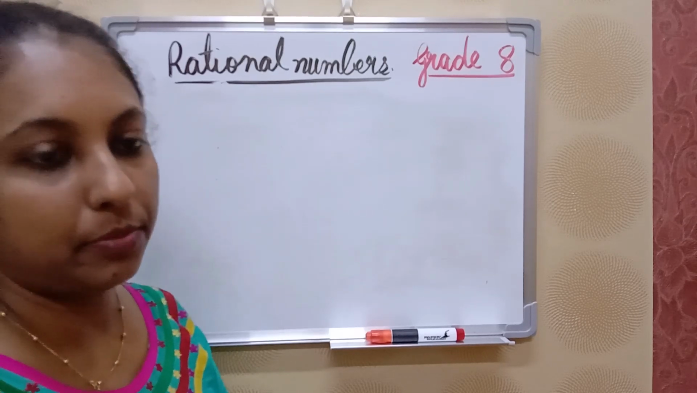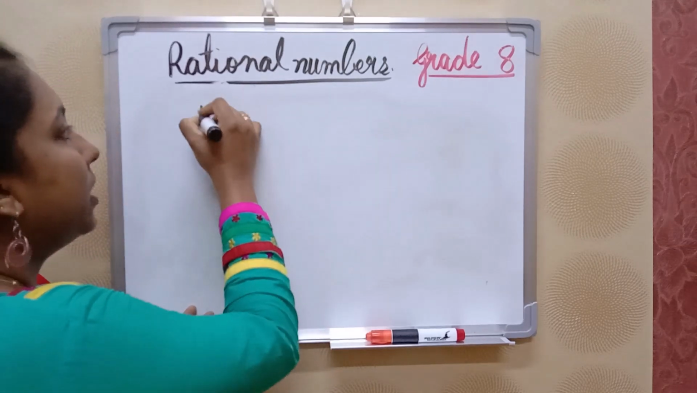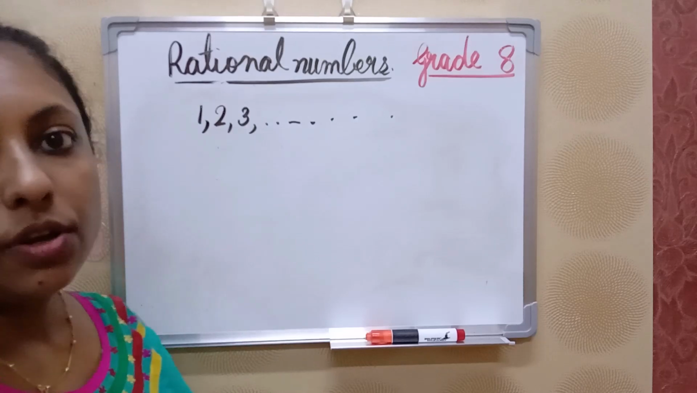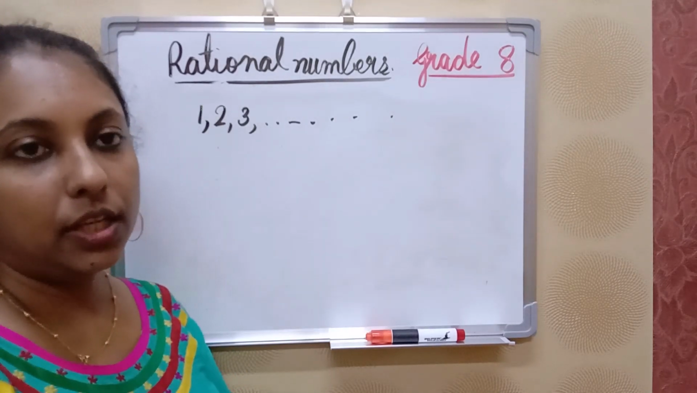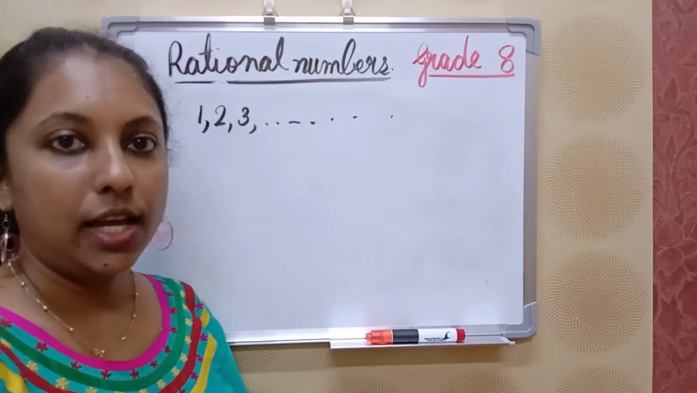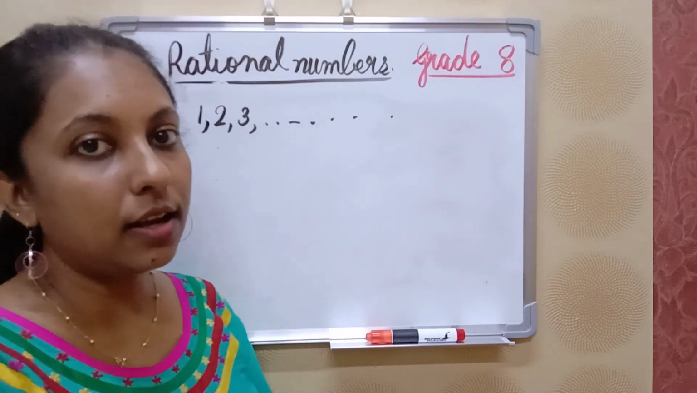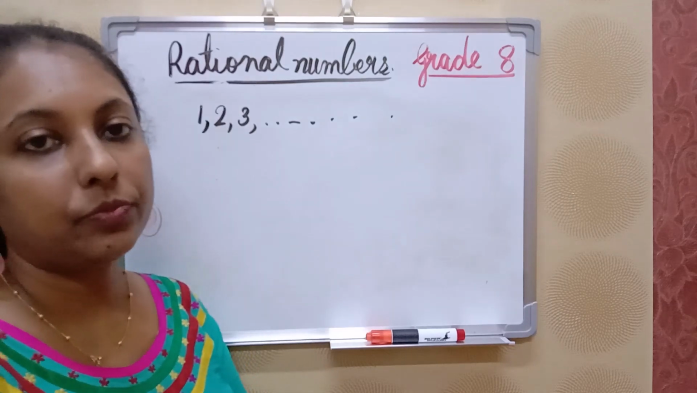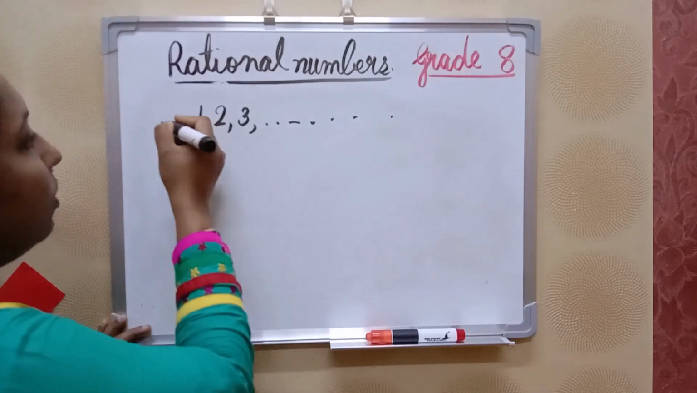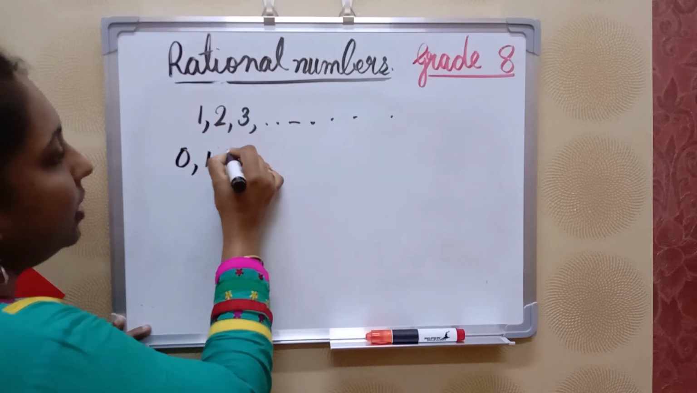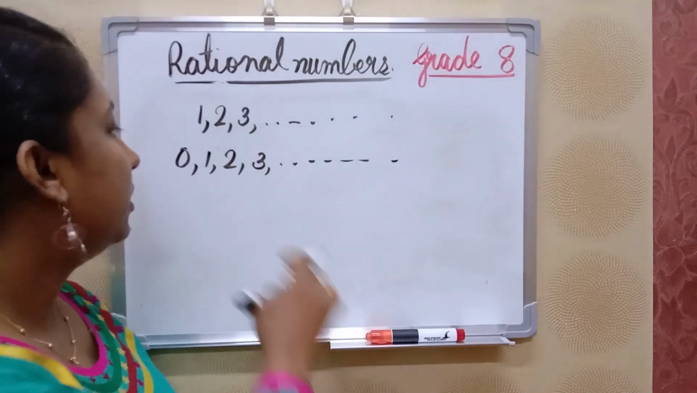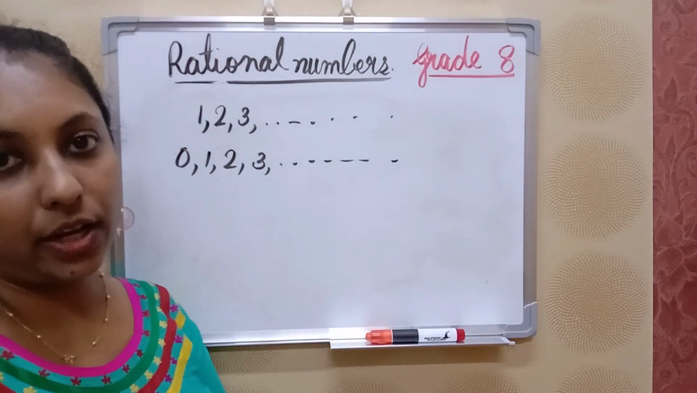First is natural numbers. That is 1, 2, 3. It will continue infinitely. The numbers which we use to count are called natural numbers. Natural numbers are counting numbers as well. Next is whole numbers. Including 0 with natural numbers, we can call them whole numbers. These numbers are also infinite.